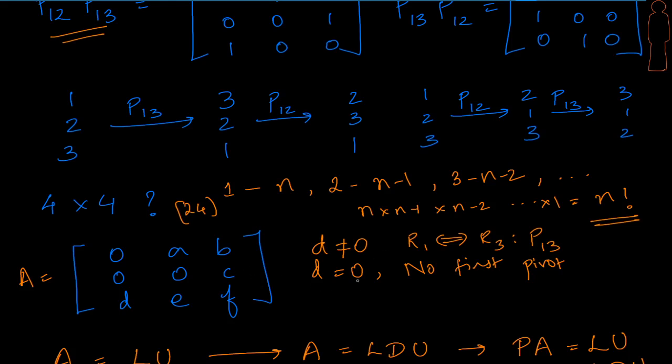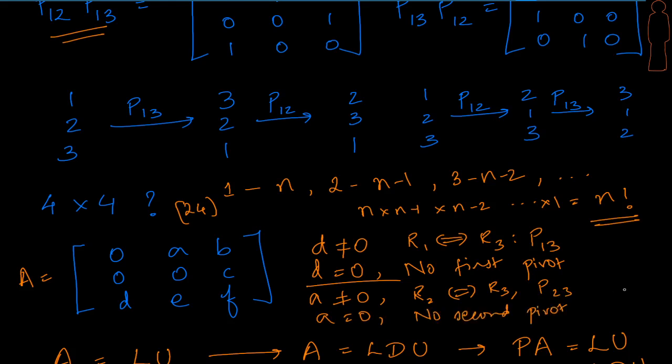So if we are able to swap that with the second row, then yes, right? For that, which variable should not be equal to 0? For that, we need A not equal to 0. If A is not equal to 0, then I can perform a row 2 and row 3 swap, and I can use a P23 permute matrix there. But if A is equal to 0, what would happen? There is no second pivot as well.